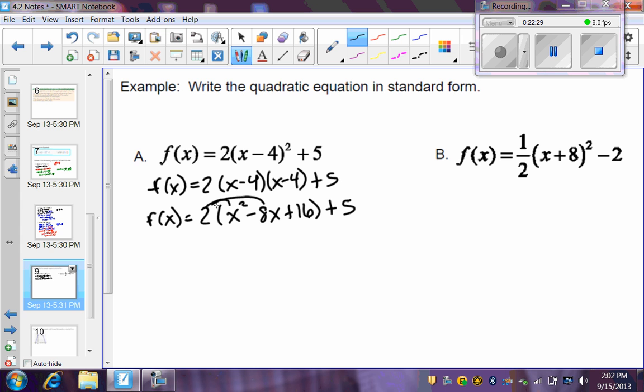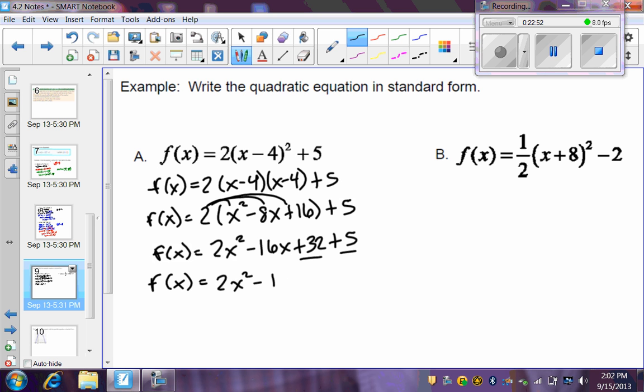Distribute your 2. So that's going to give me f of x equals 2x squared minus 16x plus 32 plus 5. And then lastly, combine your like terms of 32 and 5. So that gives me 2x squared minus 16x plus 37.